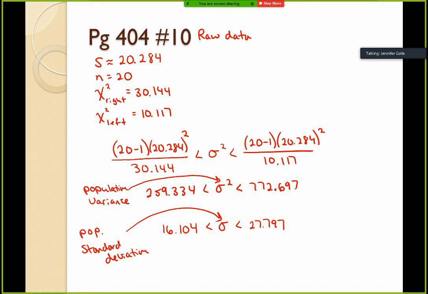So these confidence intervals are saying we are 90% confident that the population mean stock price per share is somewhere between those two values. We're 90% confident that the population variance of stock prices is somewhere between those two values. We're 90% confident that the population standard deviation of stock prices is somewhere between 16.104 and 27.797. This is our confidence interval for variance and for standard deviation.